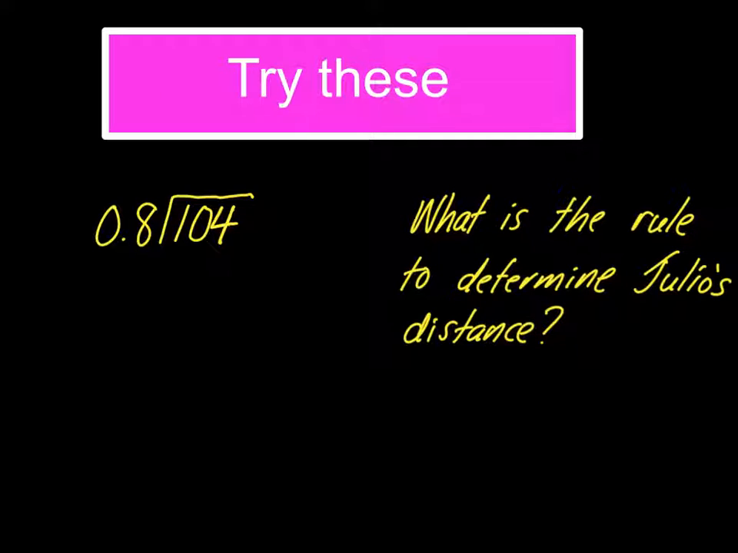And for the try these, I would like you to divide 104 divided by 8/10, and I would also like you to look back at that previous problem and determine what is the rule to determine Julio's distance. So can you come up with the rule to figure out Julio's distance, and maybe this will help you. How far would he go in 15 seconds? So 15 seconds would equal how many yards?